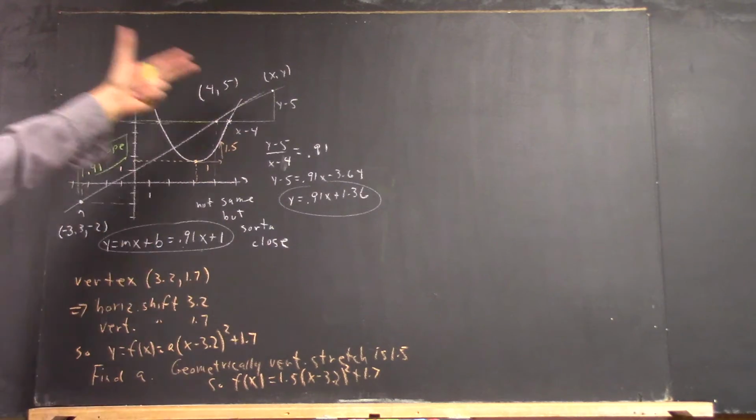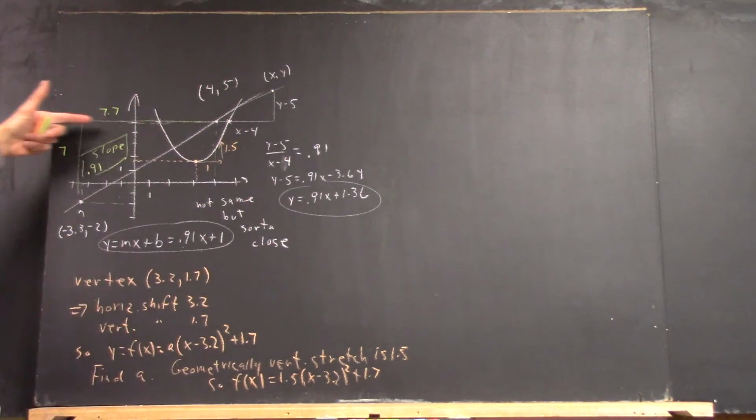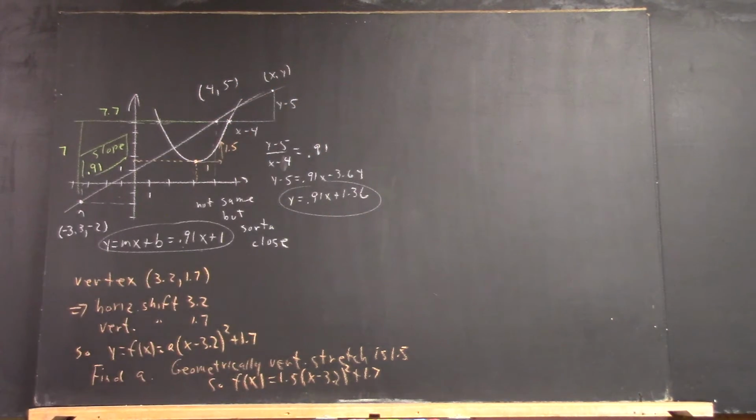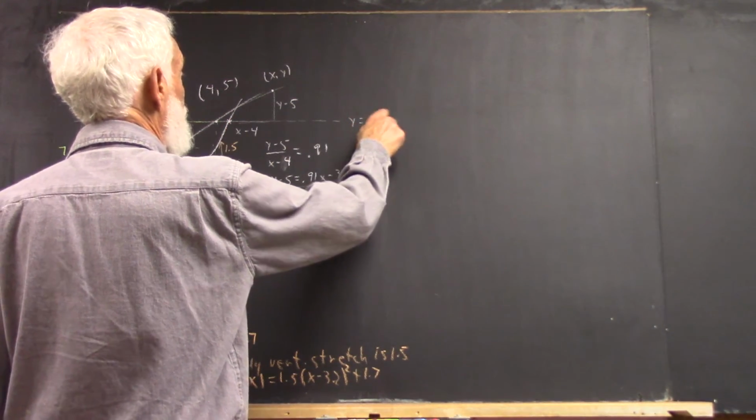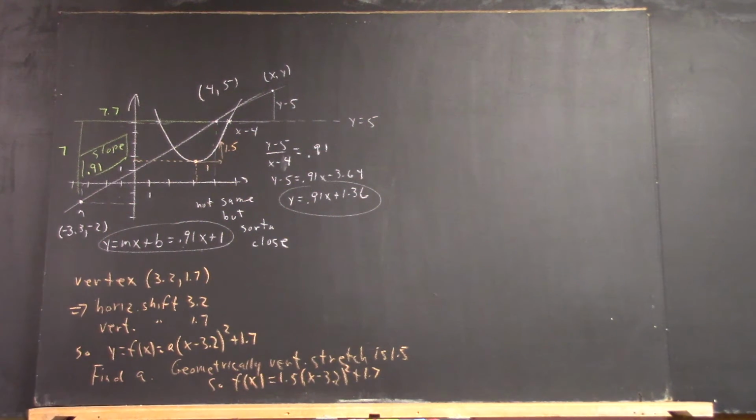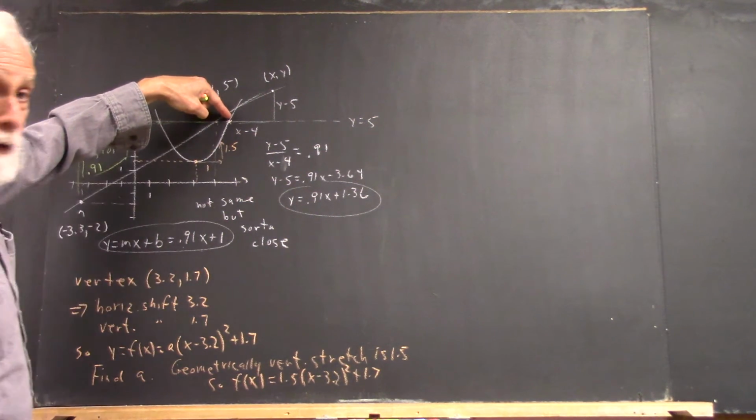Now if we want to use another point, we can, but since we already have this horizontal line where y equals 5, and let's just kind of extend that line. That is a line y equals 5. What do you estimate the x-coordinate is here?